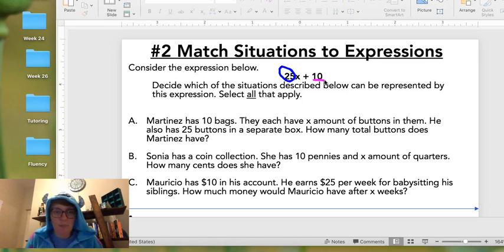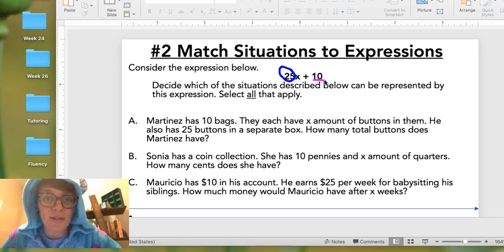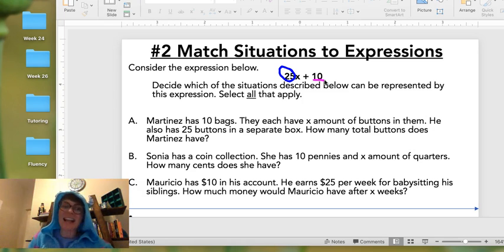Okay, let's check this out. Consider the expression below. 25x, coefficient, plus 10, constant. Excuse me, got a bad fur ball in there. Decide which of the situations described below can be represented by this expression. Select all that apply. Remember that little tricky word there, all? That means that there could be more than one answer. So let's check it out.